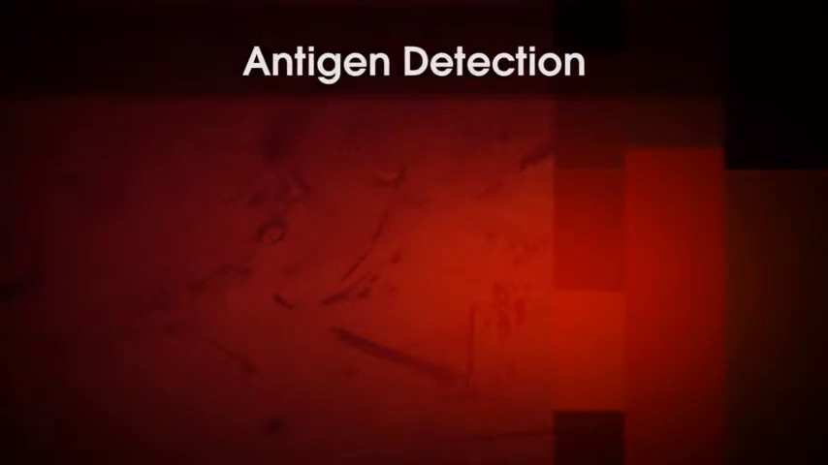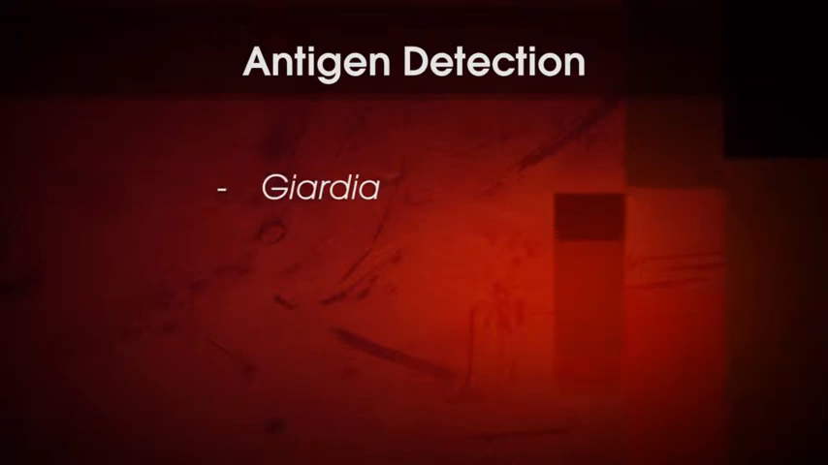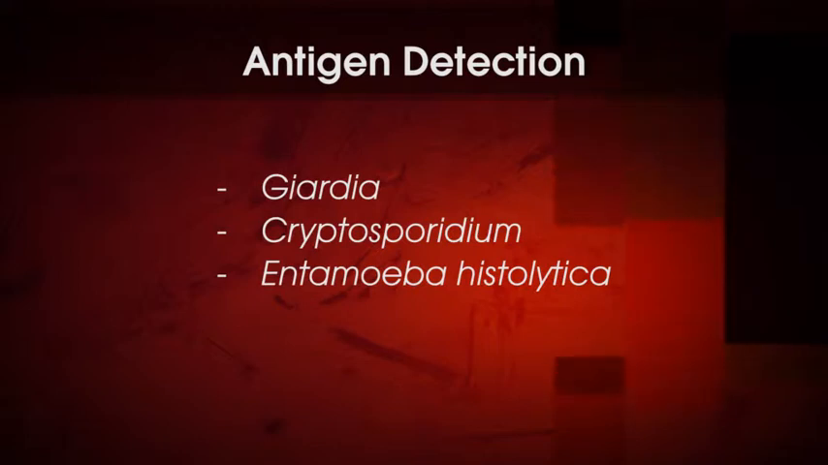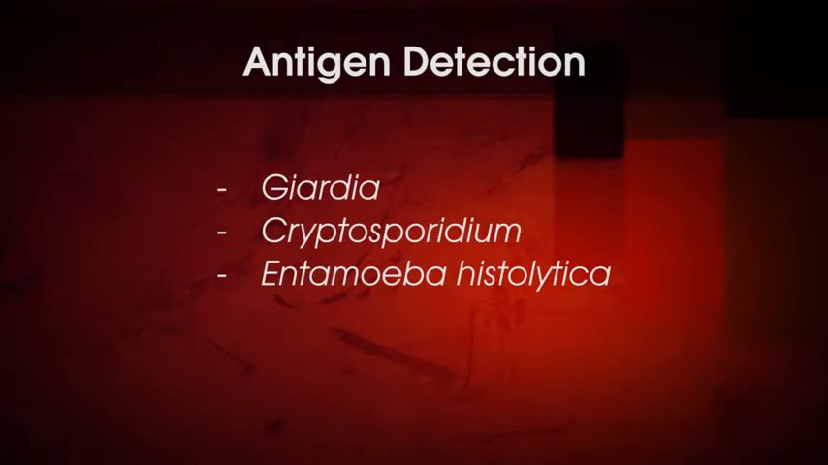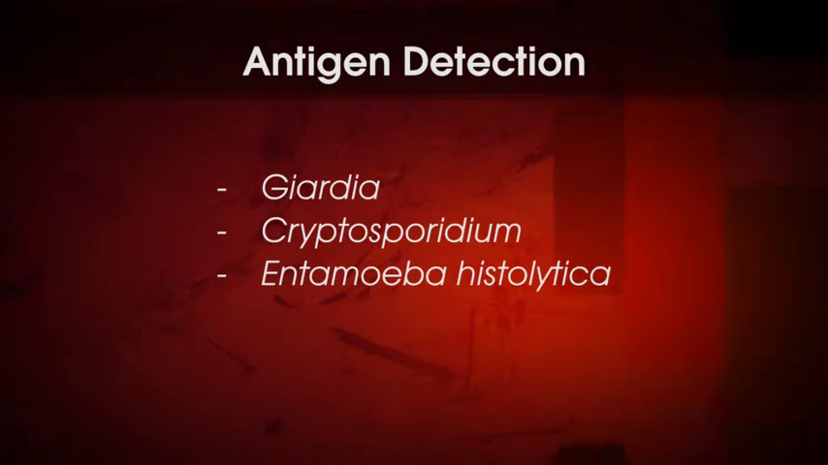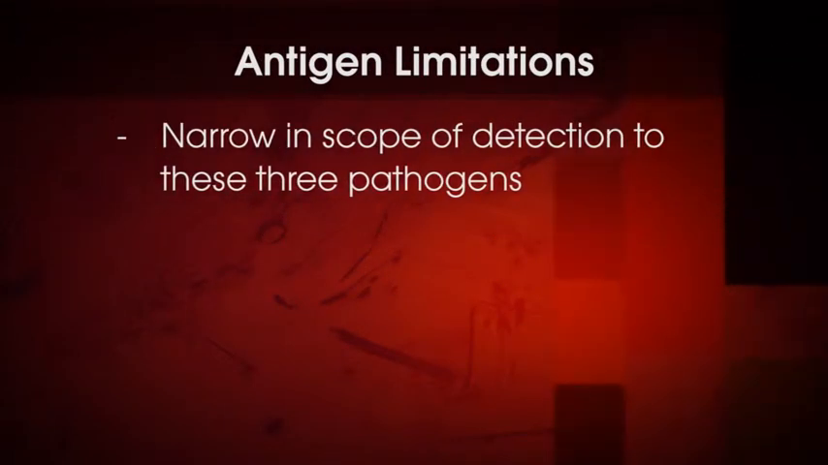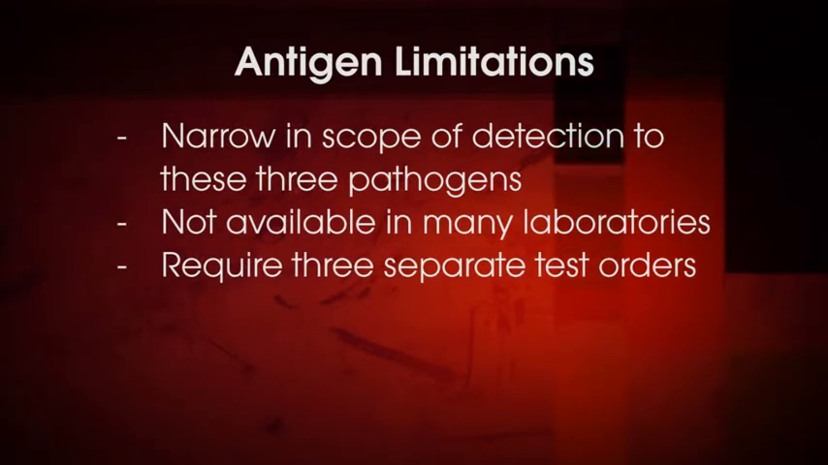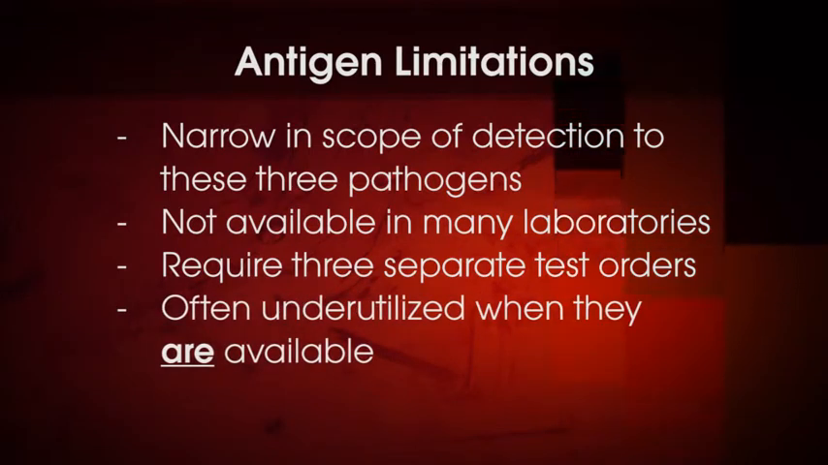Antigen detection methods were developed to focus testing on the most common GI pathogenic protozoa, namely Giardia, Cryptosporidium, and Entamoeba histolytica. This was done in an attempt to better streamline the GI parasite testing and focus on only the most relevant pathogens. The sensitivity and specificity of these assays are generally better than O&P, but they are narrow in scope, detecting only these 3 pathogens. They're not available in many labs. They require 3 separate test orders, and they're often underutilized when they're available.